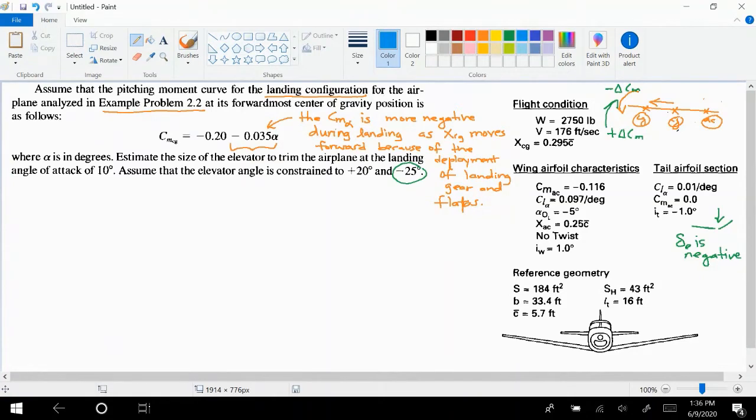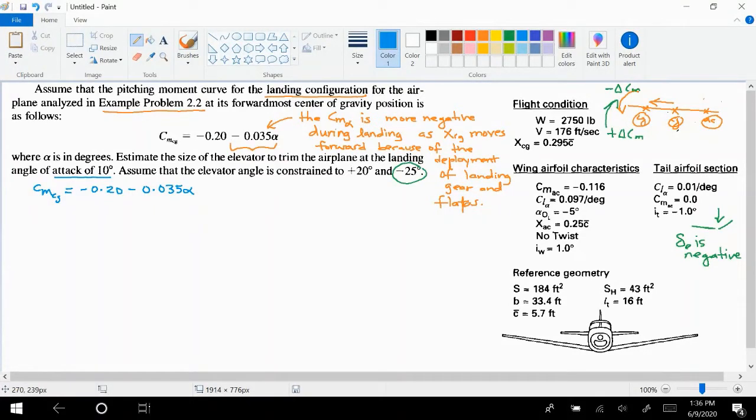So the equation is given: CmCg equals minus 0.20 minus 0.035 alpha. Estimate the size of the elevator to trim the airplane at the landing angle of attack of 10 degrees. The first thing we need to know here is the moment which will be generated on the aircraft when it pitches at 10 degrees.